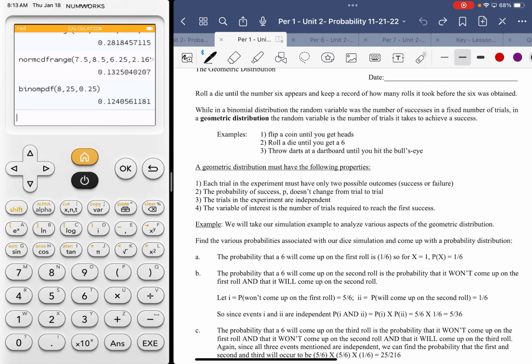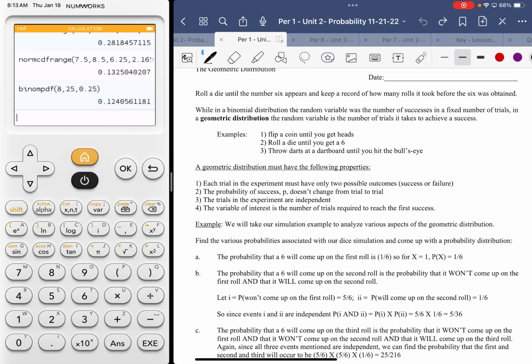I threw in some examples there, just some contextual cases. Basically, when you're dealing with the geometric distribution, you're looking to establish the number of attempts that it would take before you have your first success, and then find the probability of that. So the examples: flip a coin until you get heads, roll a die until you get a 6, throw darts until you hit the bullseye.